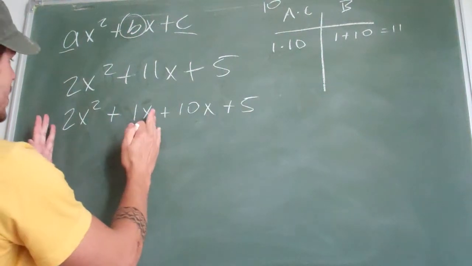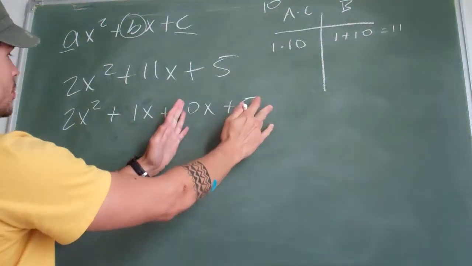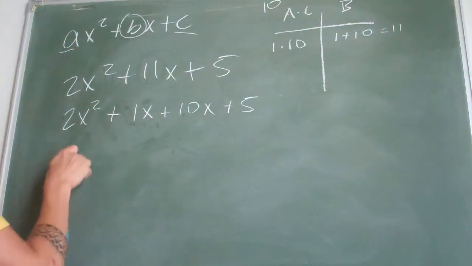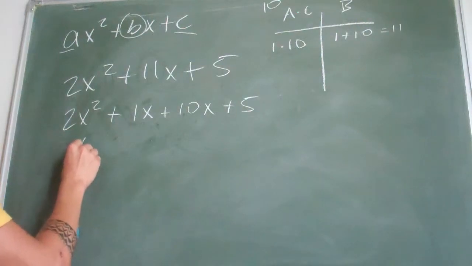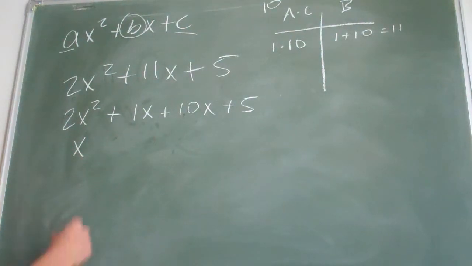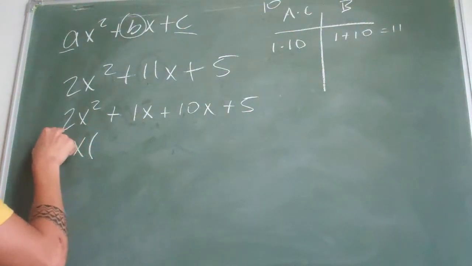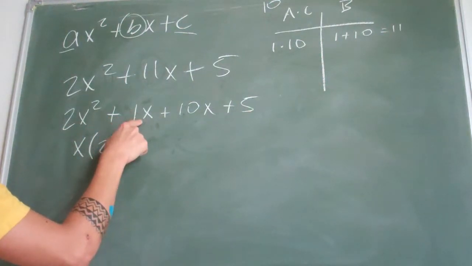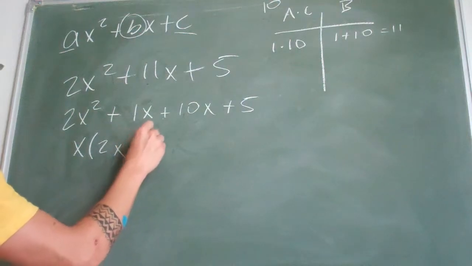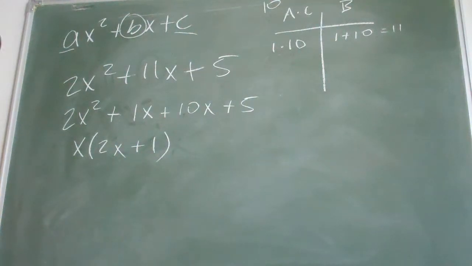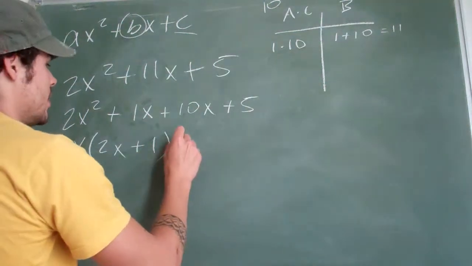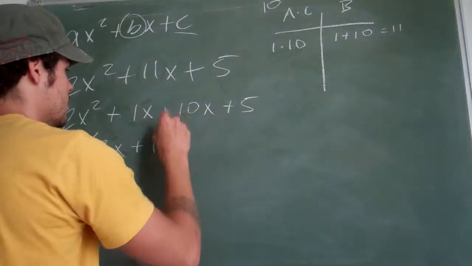I'm going to look at this group right here, and this group. I'm going to factor by grouping. Out of these two, I can factor out an x. If I factor out an x, really I divide an x out of it. If I divide an x out of this term right here, I get 2x. And if I divide an x out of this term, I just get 1. Plus, I always keep this sign, it comes down.